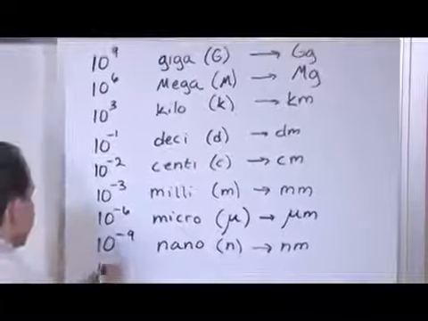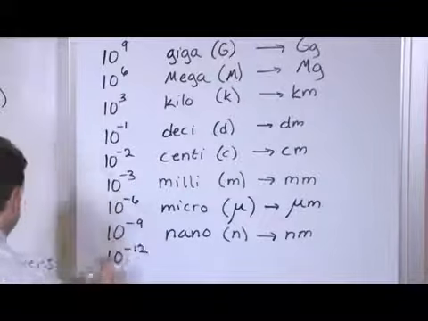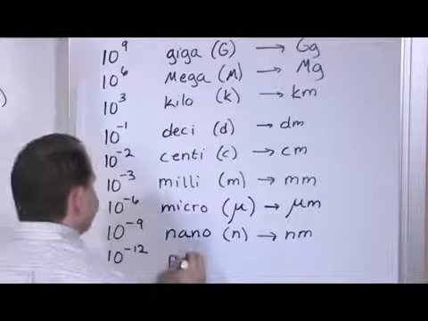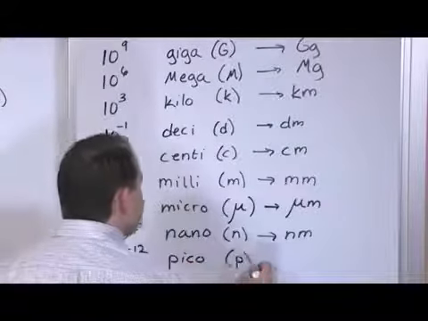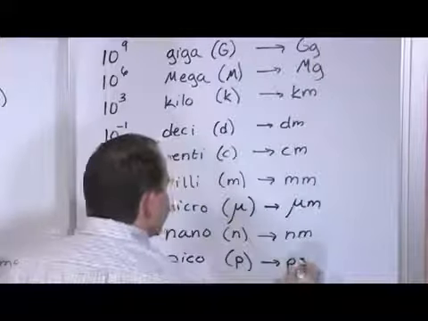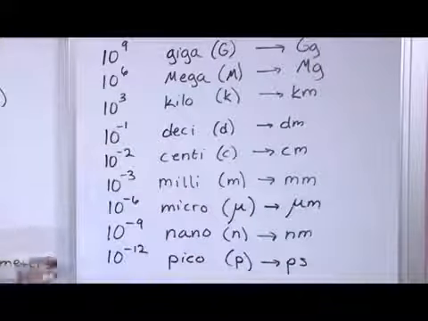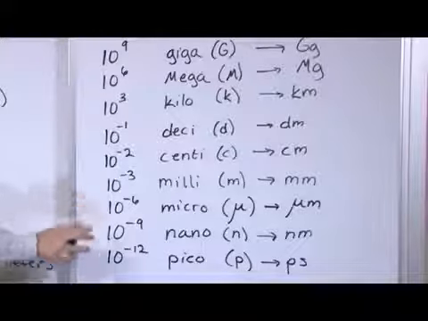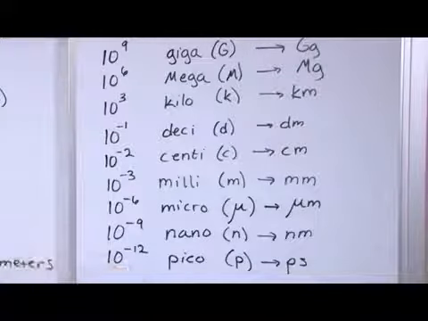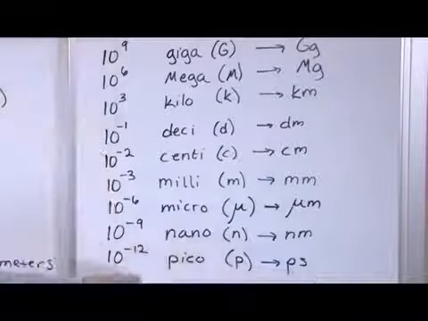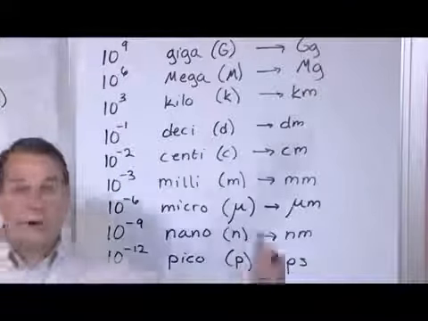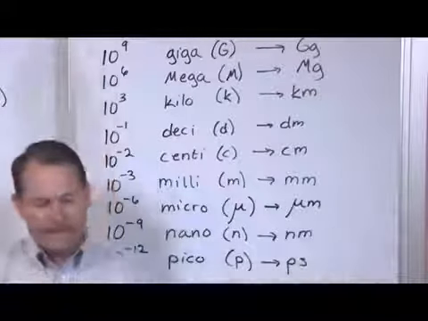And finally, the last one I'll put on here is 10 to the minus 12, which is pico. We use the prefix P. Maybe you have a picosecond. Picosecond is incredibly tiny. It's even less than a billion. It's 10 to the minus 12. So these are incredibly small fractions of a meter. A meter being what you're familiar with, about this big, right?